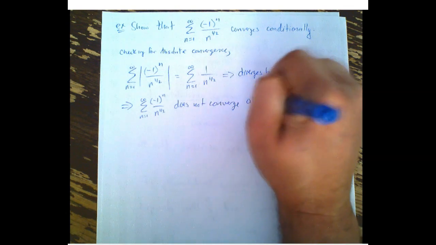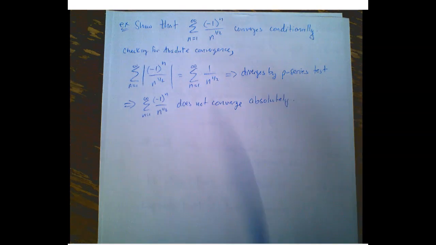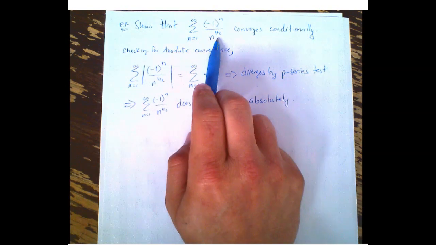So this implies the series sigma n goes from 1 to infinity of (-1)^n over n to the 1/2 does not converge absolutely. Again, it doesn't converge absolutely because the absolute value series does not converge. Now we need to check to see whether this series converges or not. So we've checked for absolute convergence. Now, checking for general convergence, let's say conditional.